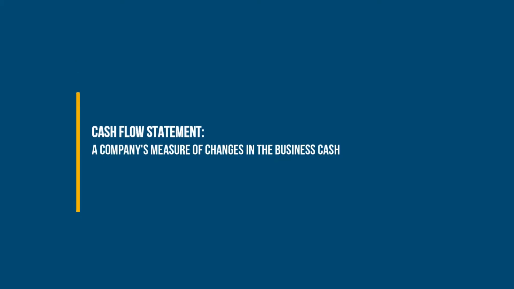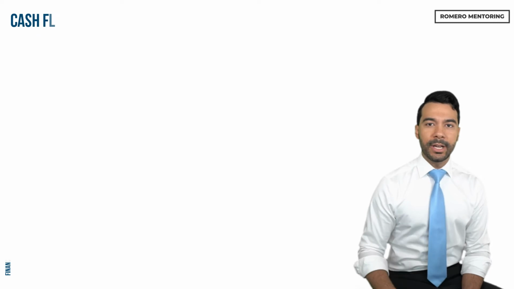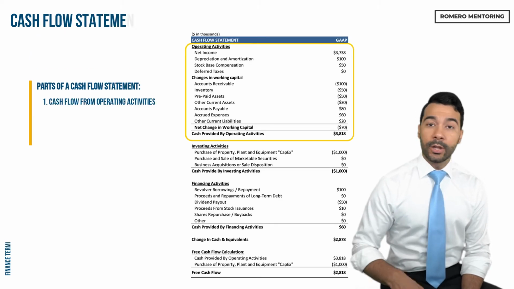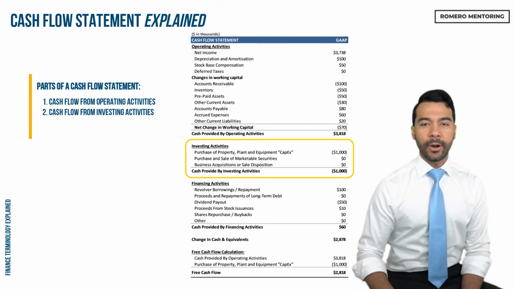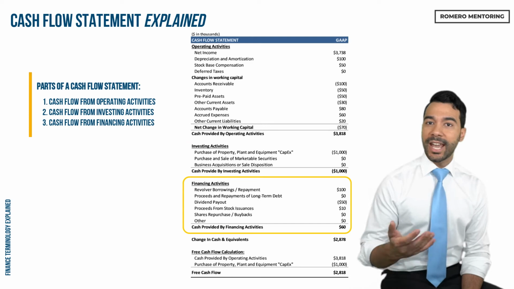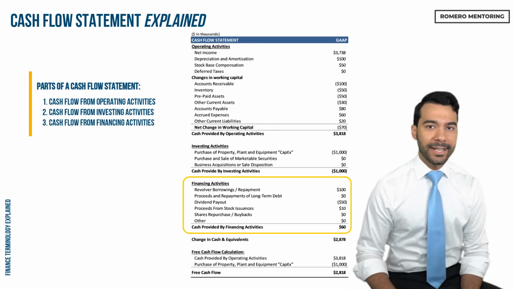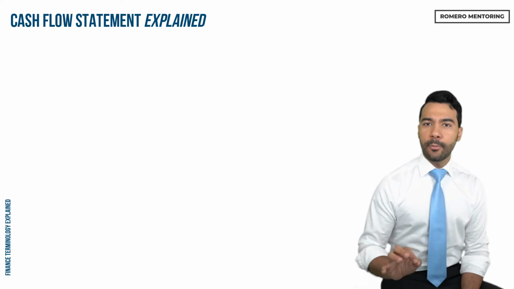A cash flow statement can simply be defined as a company measure of cash activity over a period of time, cash inflows and cash outflows. Now, the cash flow statement is broken down in three parts. The first part is the cash flow from operating activities. The second part is the cash flow from investing activities. And the third part is cash flow from financing activities. Now let's examine each one of these sections a little bit more carefully.